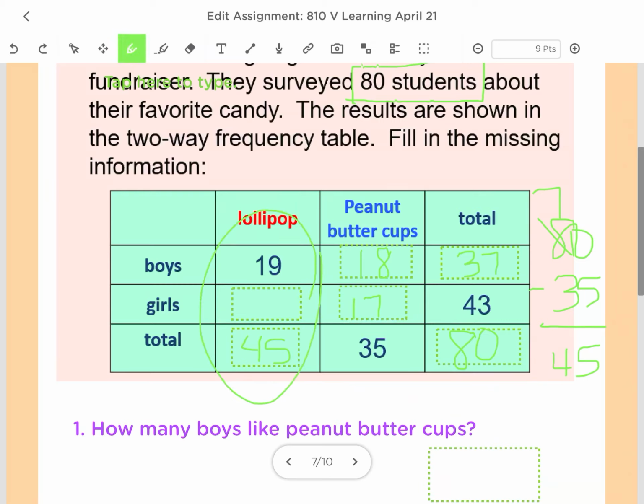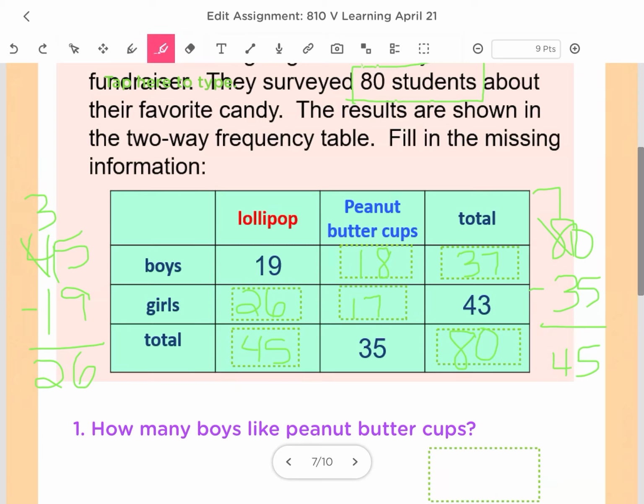And then here, I'm going to be able to figure out the total number of girls who chose lollipops, since the total was 45, and 19 of those were boys. So I know that I have a total of 26, and 26 plus 19 is 45.